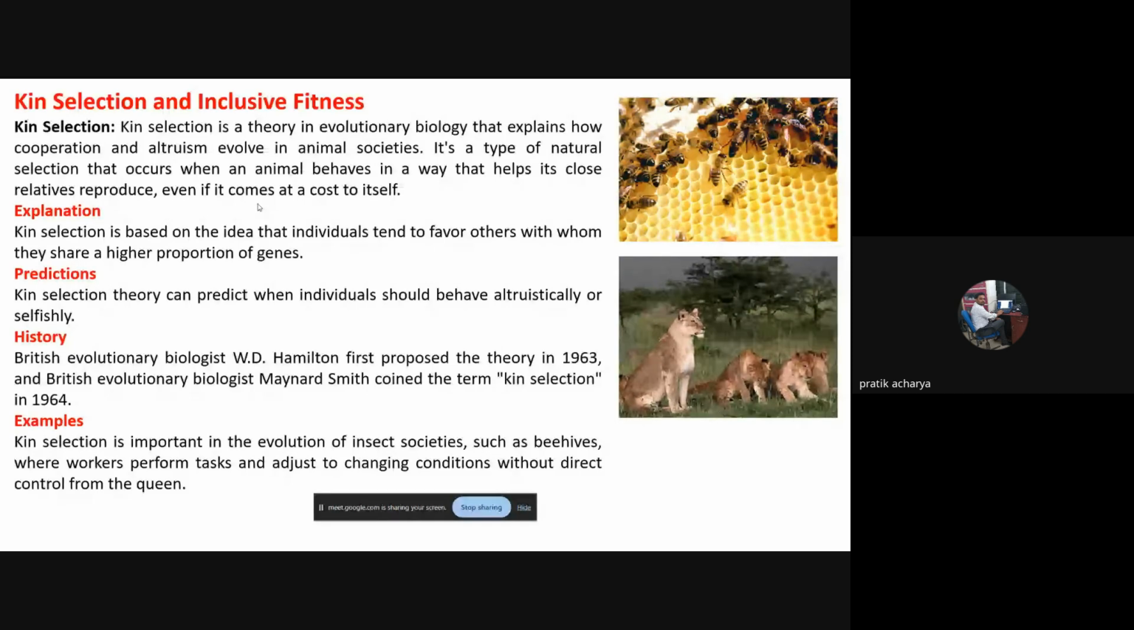Kin selection explains that individuals tend to favor others with whom they share a high proportion of genes. That means they fight for their own group. If they share a high proportion of genes, they fight for the same group. That is the explanation. This was first proposed by W.D. Hamilton in 1963. So this is kin selection.